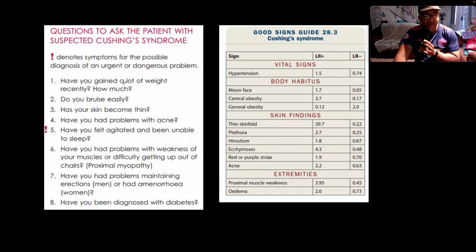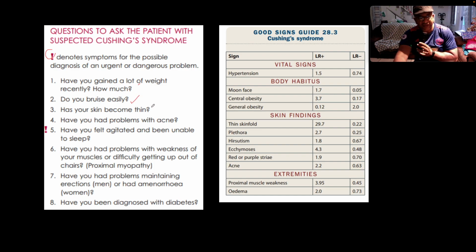This is taken from Talley and O'Connor, right? Wherever you see the exclamation marks, they denote symptoms for the possible diagnosis of an urgent or dangerous problem. And that's number 5. Have you ever felt agitated and been unable to sleep? Then, have you gained a lot of weight recently, and how much can they quantify in the way of pen sizes? Do you bruise easily, speaking to the increased fragility of skin, right?